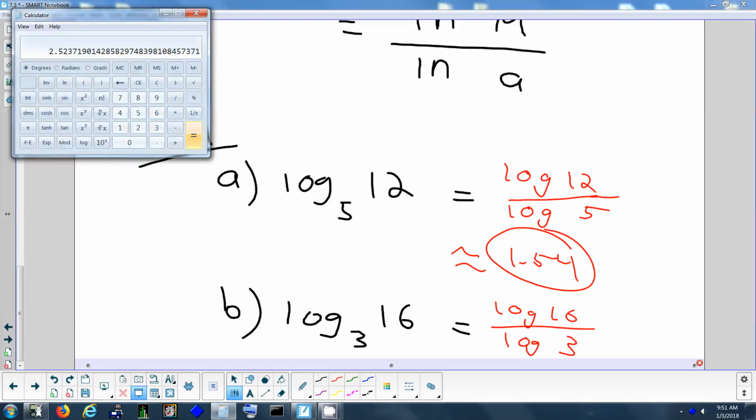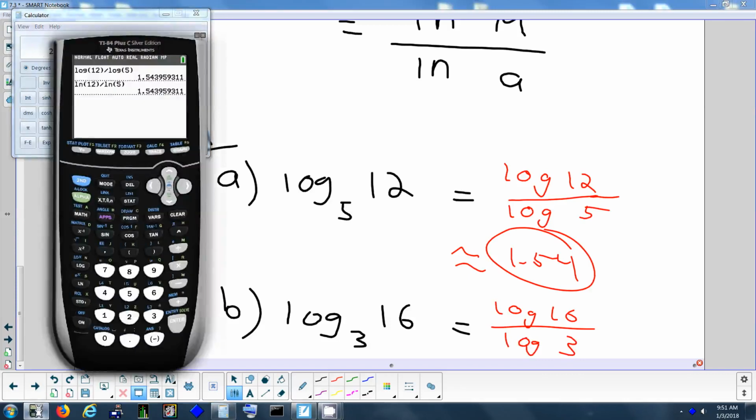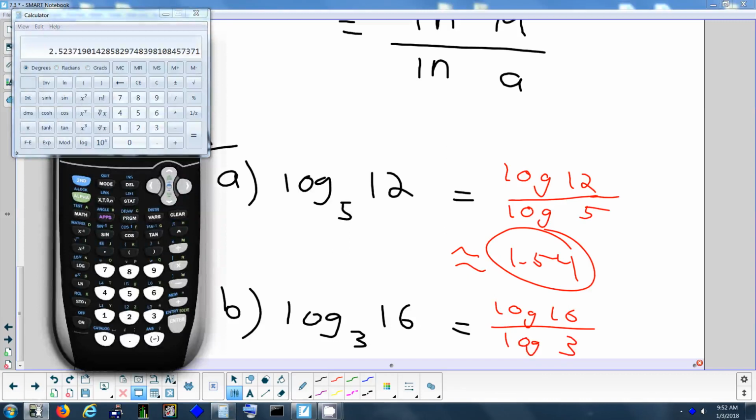On that calculator, it's very confusing to type it in. If you watched me, I have to type everything in backwards. So if your calculator works that way, you'd be better off using one like that. 2.52.